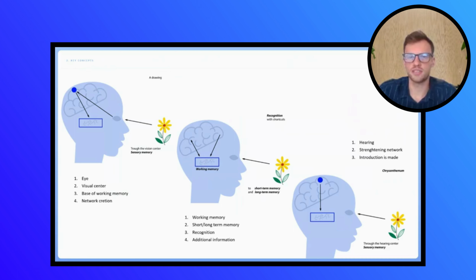Here, the information is processed and passed on to another area of the brain, namely to the base of the working memory. And here, the first information network is being created in your brain cells. So that is step 1, 2, 3, and 4 on the left-hand side. Well, of course, your brain immediately recognizes a flower.